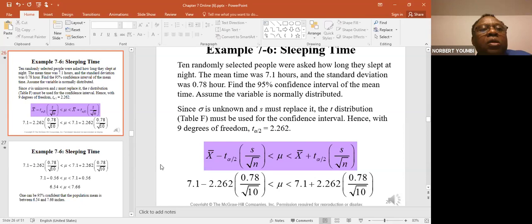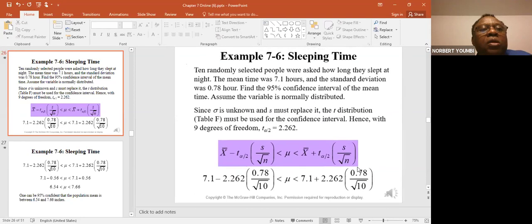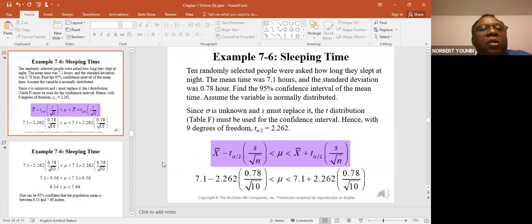So if you open your textbook to page 652, you will go to degree of freedom of 9 and match it to the confidence level of 95% to find 2.262. So we will fit it into this formula. X bar is 7.1, T alpha over 2 is 2.262, S is 0.78, n is 10, and we replace it in the formula to find the confidence interval.